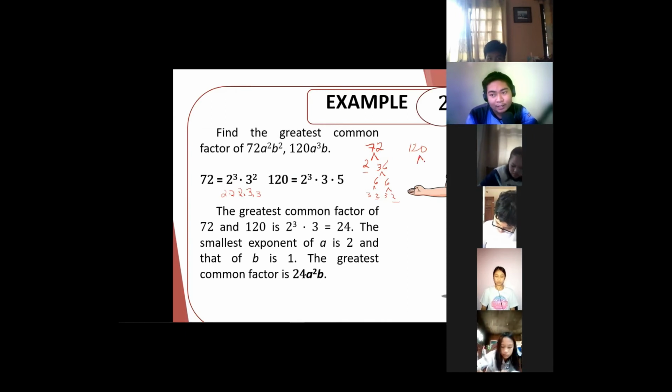Then for 120, we can divide that by 2. That would be 60. Then this 60 can be factored into 6 times 10, right? 6 can be factored into 3 times 2, and then 10 can be factored into 2 times 5. So, is there anything else we can factor? If none, you can write it down. We have 2, 2, 2. So, three 2s.